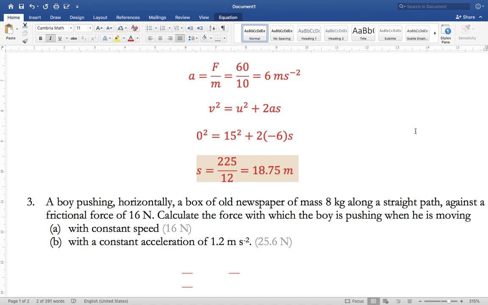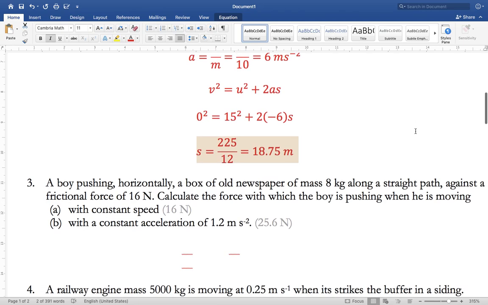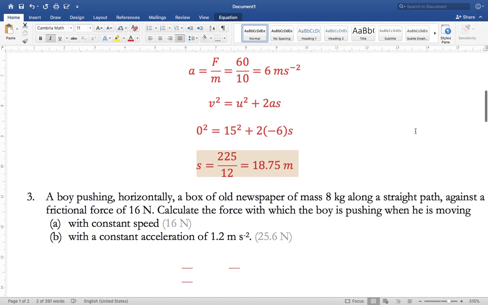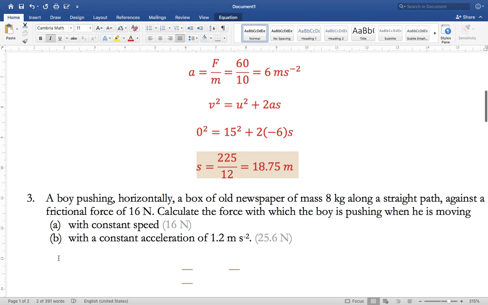I give you a moment to solve this question, or to think hard about this question. Okay, I want to see how to solve this question. For A, this is actually for A.